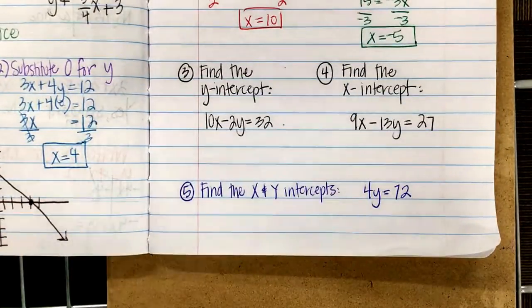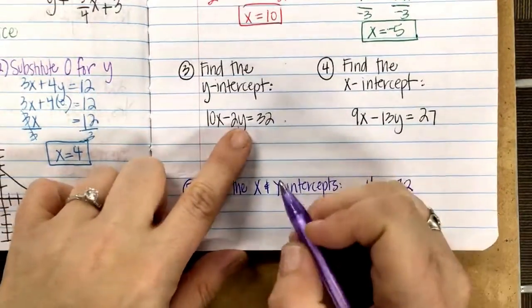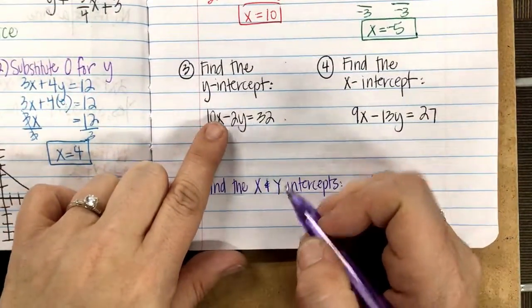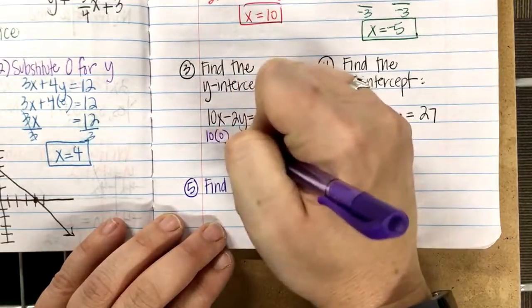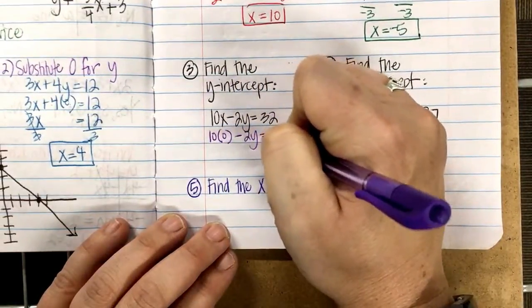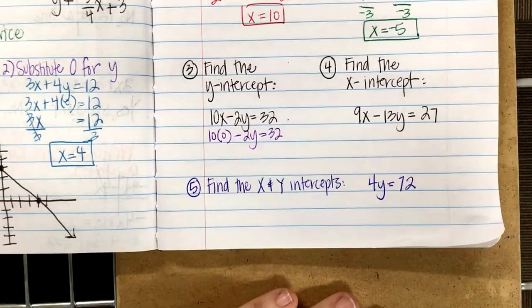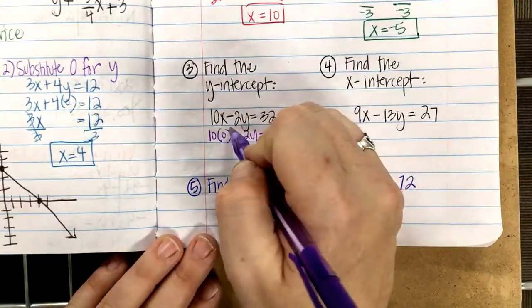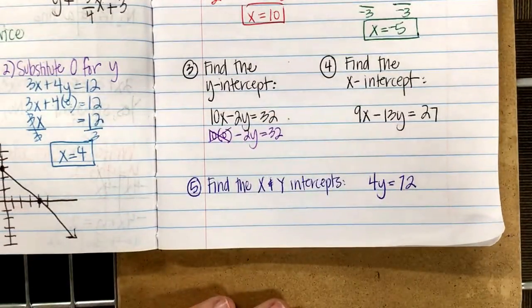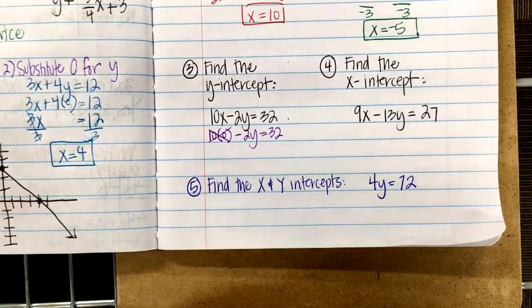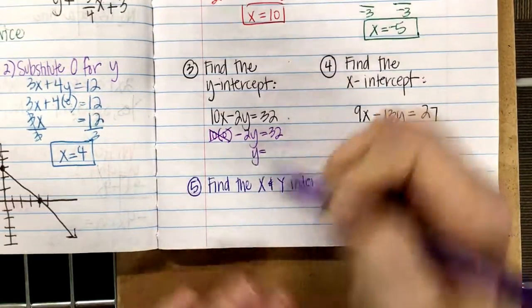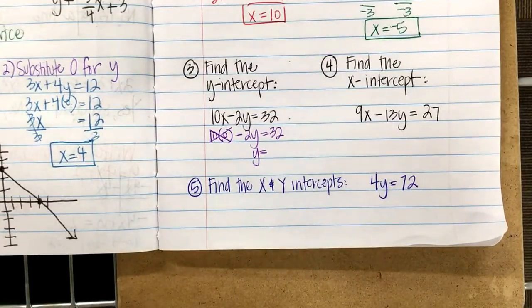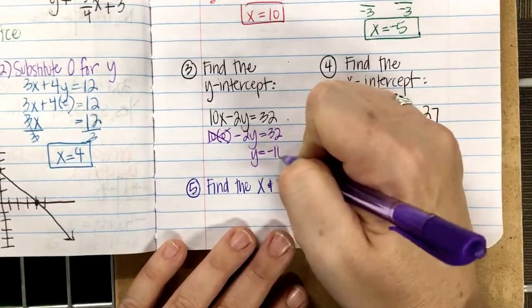To find the y-intercept, you want the y to stay, so you have to make the x disappear. 10 times 0 minus 2y equals 32. 10 times 0 is 0. Negative 2y equals 32. What does y equal? Negative 16.